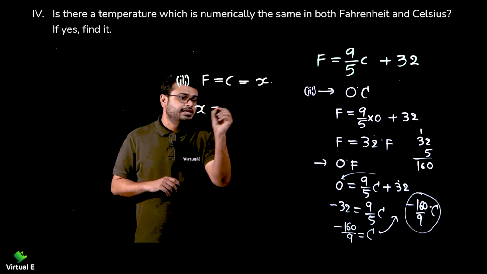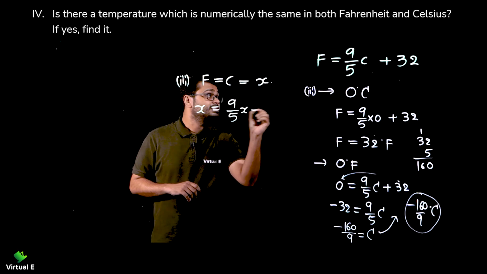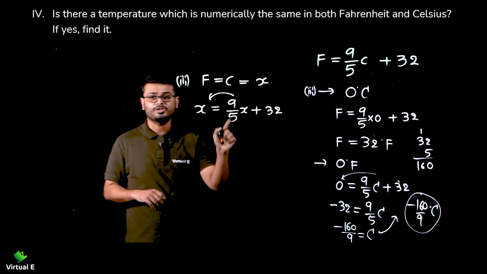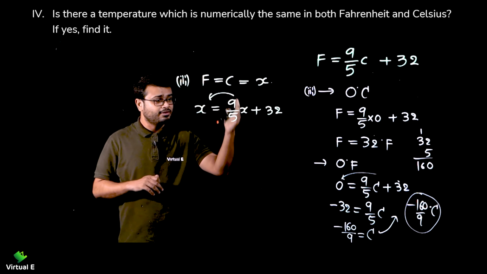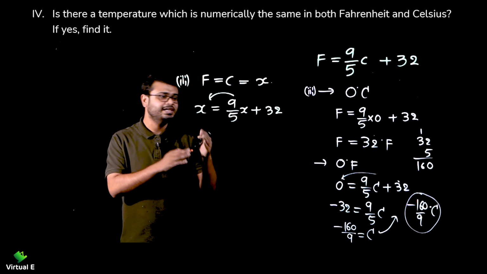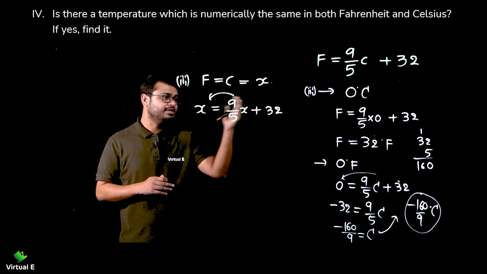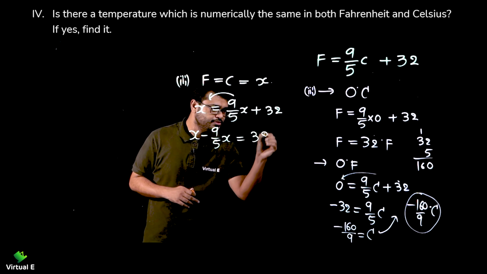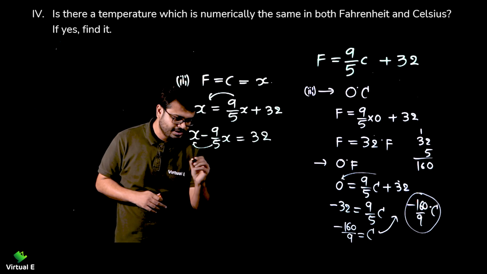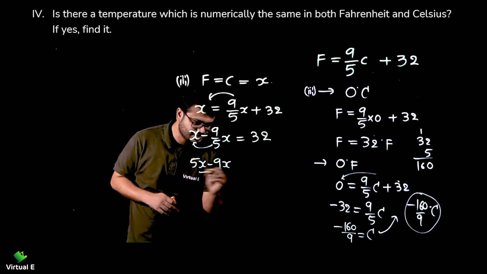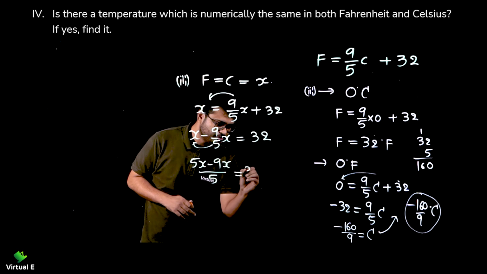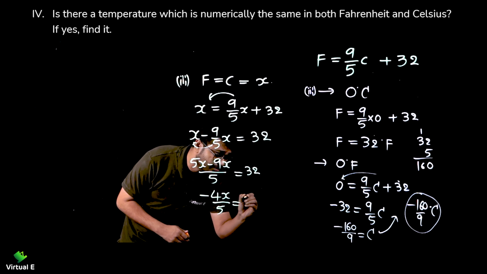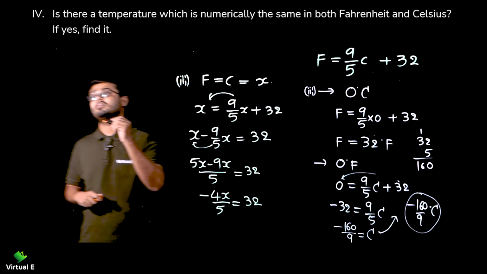So let's start. x is equal to 9 by 5 into x plus 32, right? Now let's shift this x to this side, not the 32, because we want to find the value of x. Collect all the variables on the LHS and the numericals or numbers on the right-hand side. So x minus 9 by 5 into x is equal to 32. So the LCM is 5. 5x minus 9x over 5 is equal to 32. Here that is minus 4x over 5 is equal to 32. So let's solve for x.